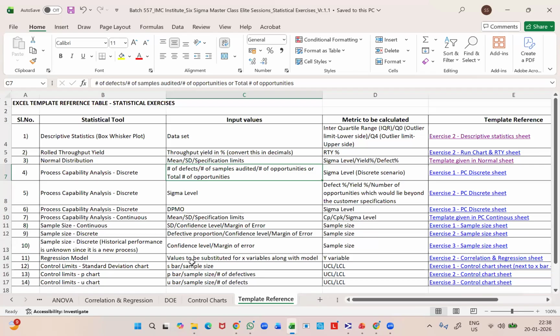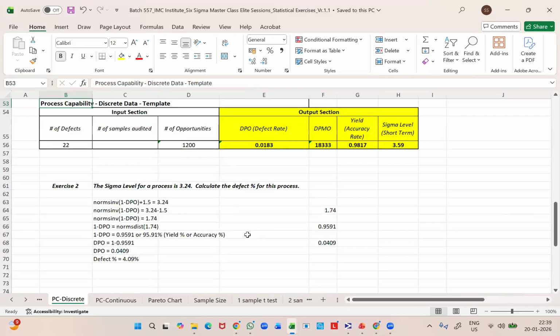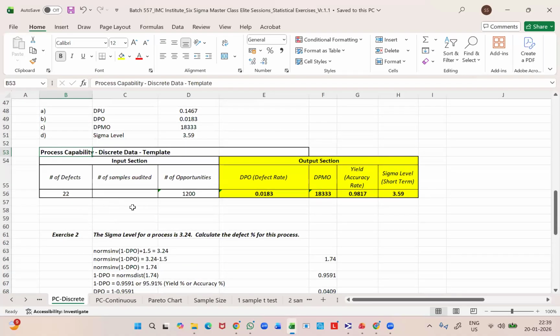In those exercises, they would have given only the number of defects and total number of opportunities. So whether they have given it as number of samples audited and number of opportunities per sample unit, or they had merged these two metrics and provided the total number of opportunities, we need to use the template given under exercise number 1, the PC discrete sheet. We just need to update all these input values. Number of defects will anyway be there. And if the combined number is given for total number of opportunities, then we need to leave the number of samples audited field blank and update that total value under number of opportunities.